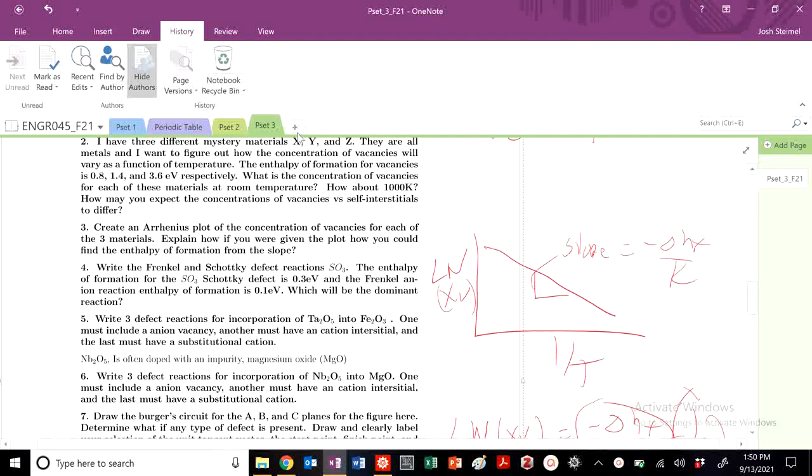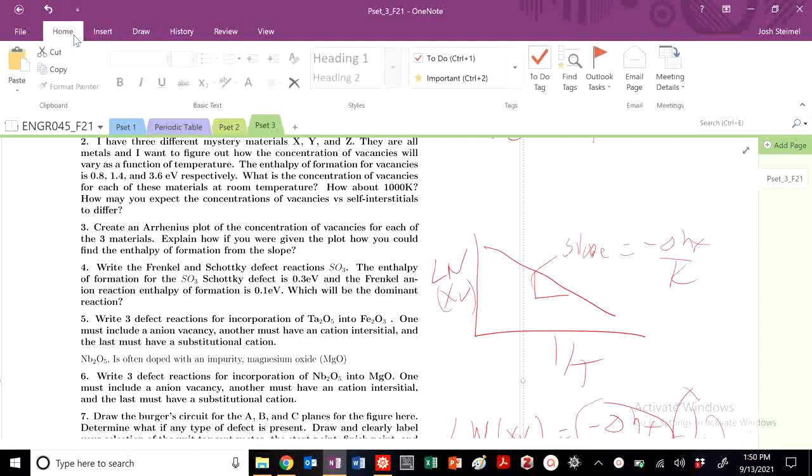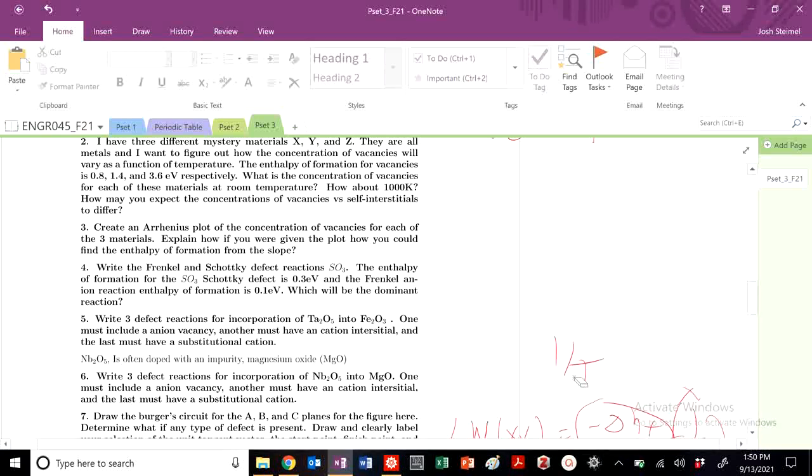Write the Frenkel and Schottky defect reactions for SO3. I'm going to go ahead and erase some of this on the side here. So I know that my S is going to be what? Basically 6 plus. It's kind of a weird one. So my Schottky defect is going to be null goes to vacancy in S plus vacancy in O.